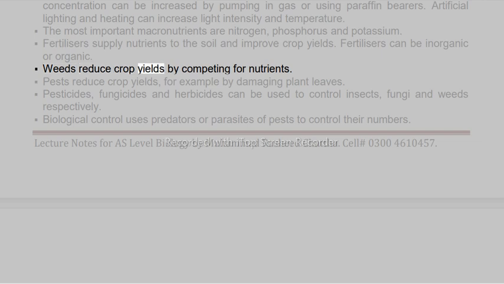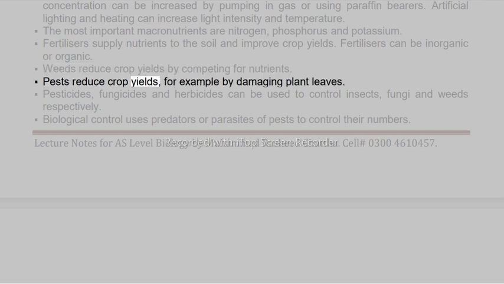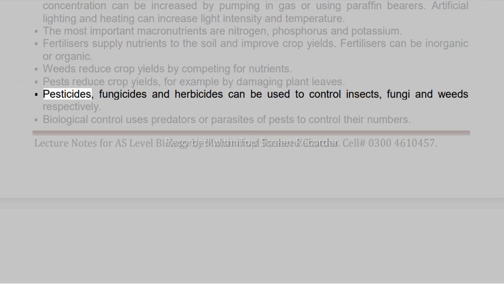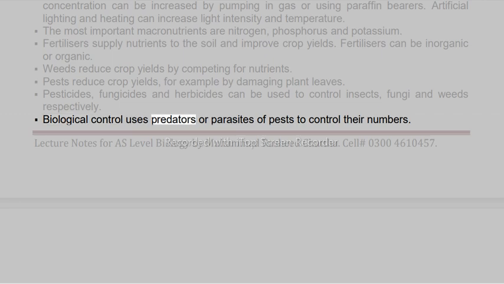Weeds reduce crop yields by competing for nutrients. Pests reduce crop yields, for example by damaging plant leaves. Pesticides, fungicides and herbicides can be used to control insects, fungi and weeds respectively. Biological control uses predators or parasites of pests to control their numbers.